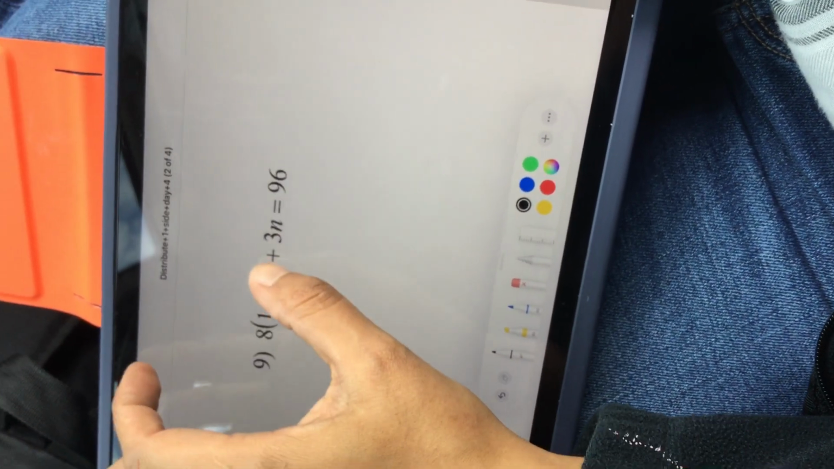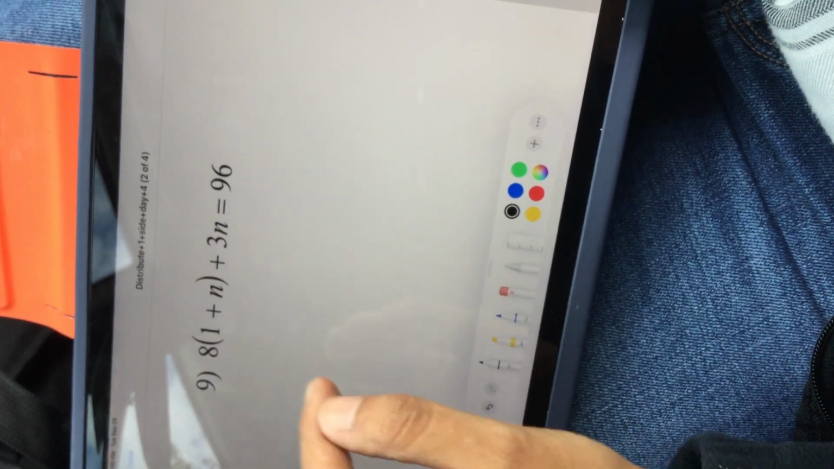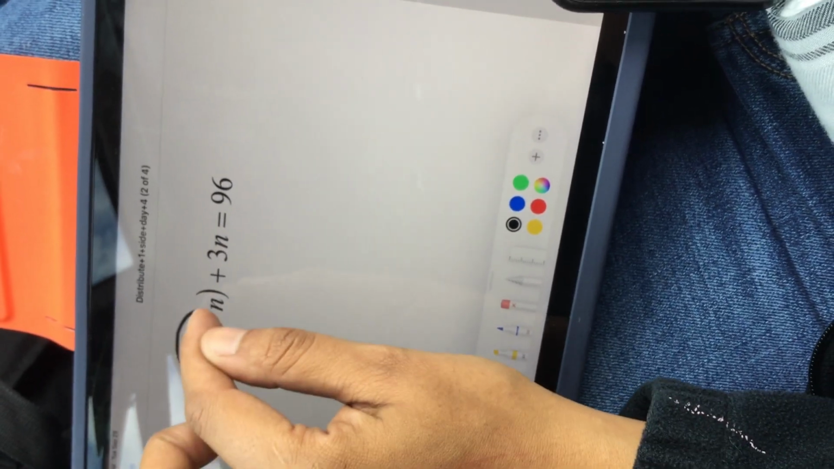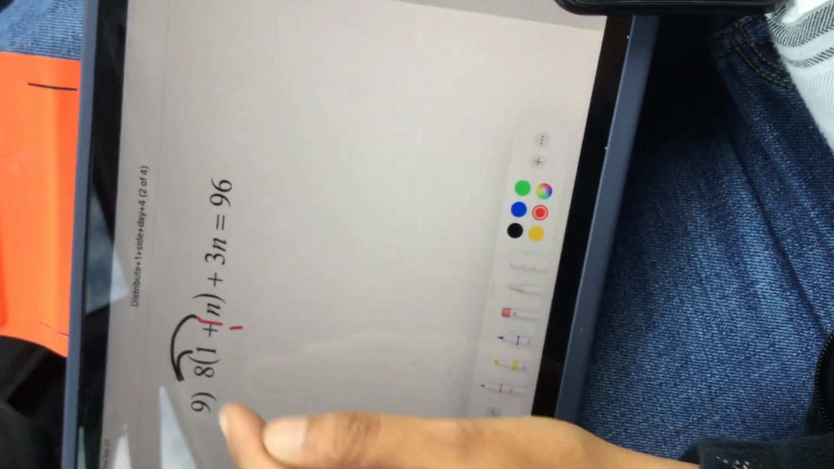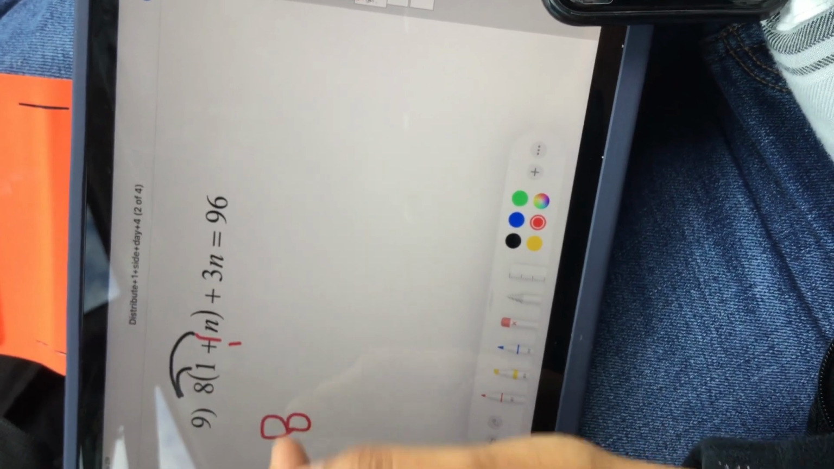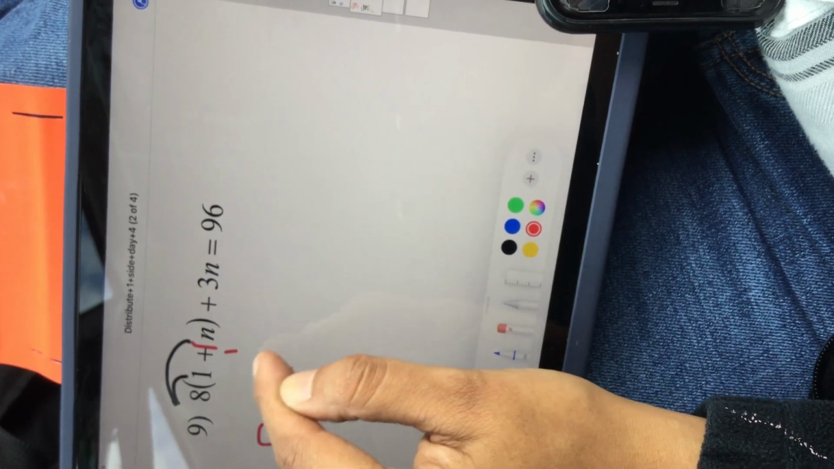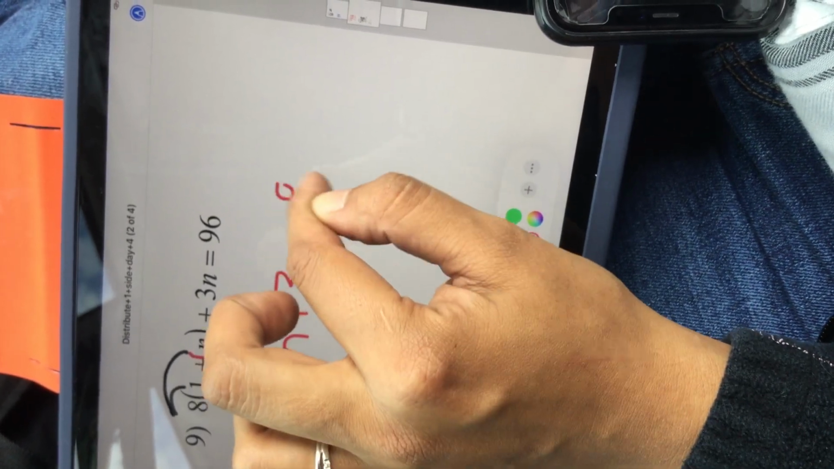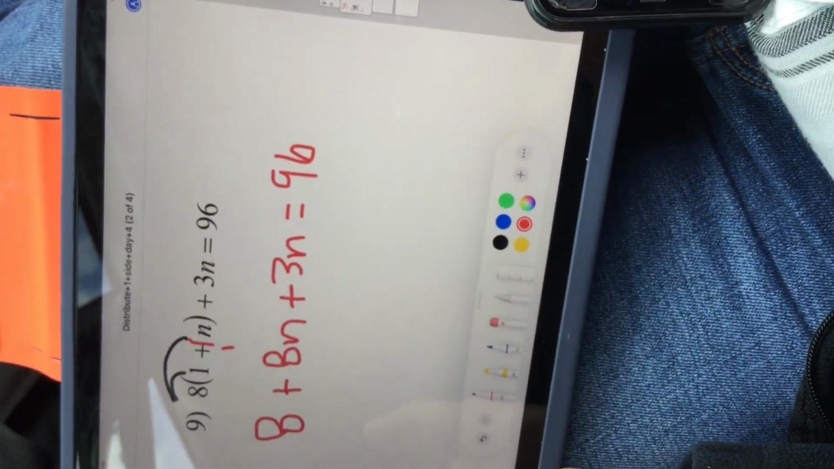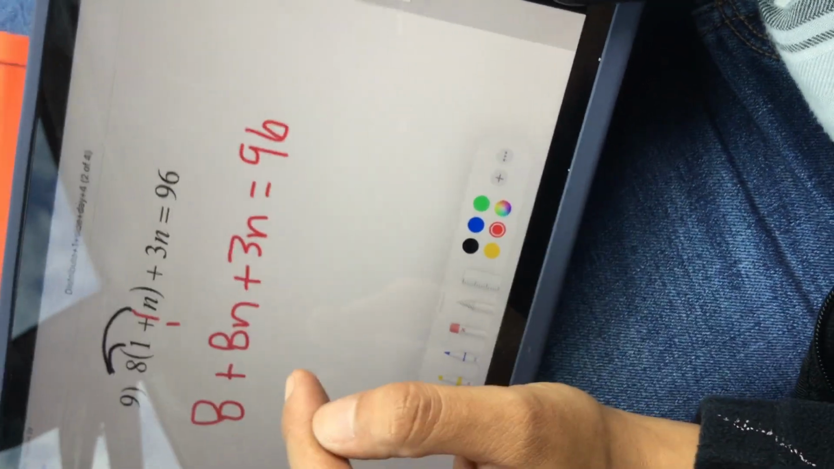Going down a little bit more, for number 9, we're going to distribute. And there's really a 1 right here in front of this n. So 8 times 1n is going to be 8n plus 3n equals 96. We say, what can we combine? Well, I can combine the 8n and the 3n.